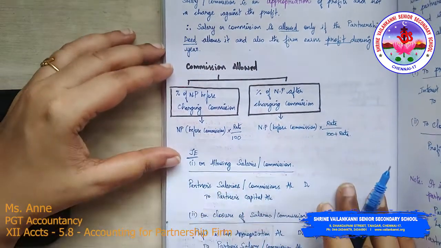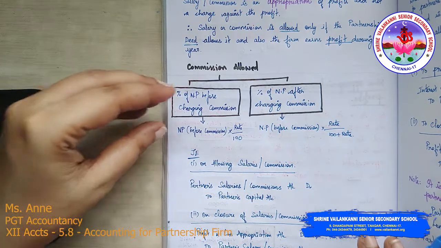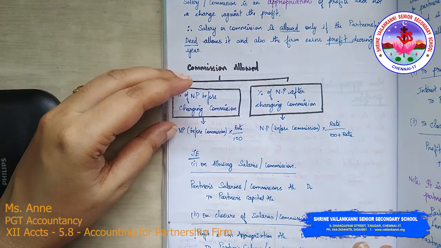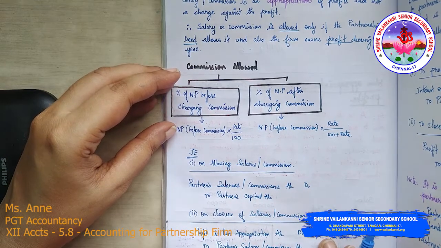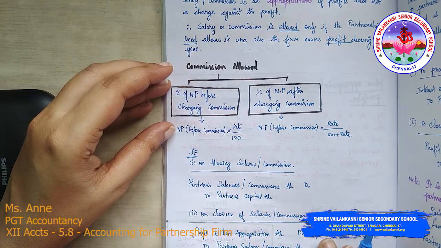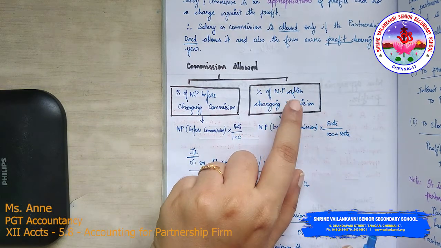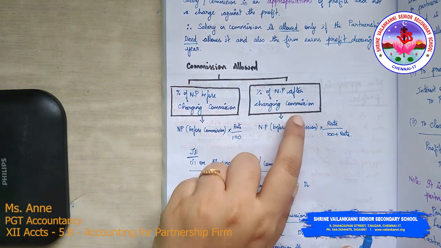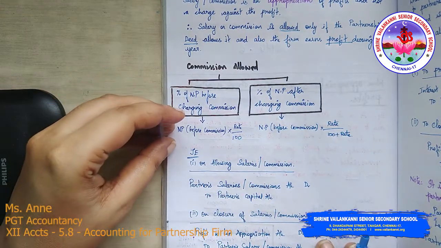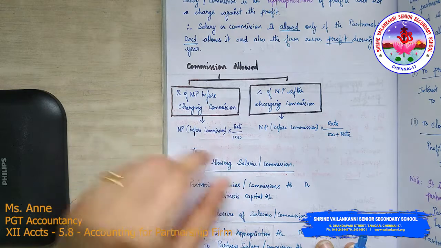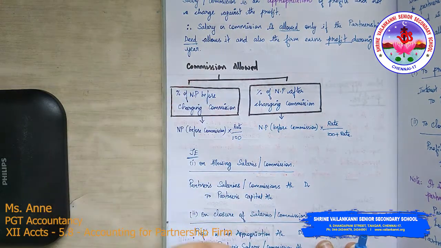One thing, there is a partnership deed that allows it, and there is profit in that particular time period. Only then salary or commission will be paid. There is one more thing, commission allowed. In the question there will be two types of statements given. One statement will be percentage of net profit before charging commission. Another statement will be percentage of net profit after charging commission. If it is before charging commission, you need to apply it on the net profit before commission, whatever is the profit, because commission will usually be paid in percentage form.